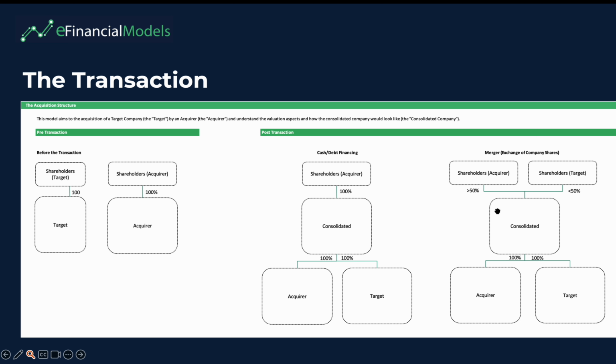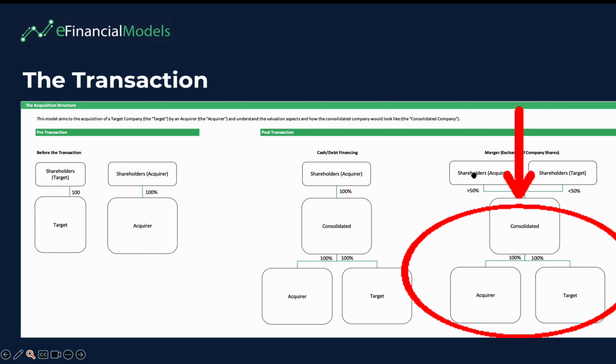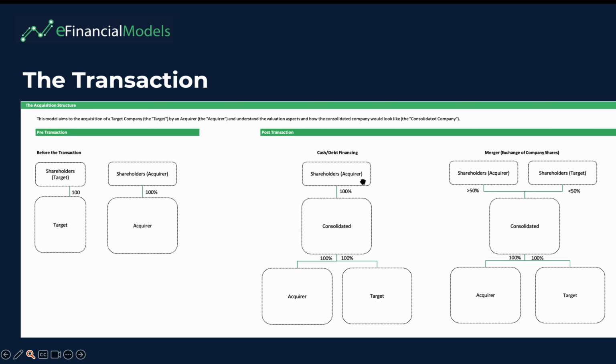The other option is a merger. In that case, we don't give the shareholders of the target cash, we give them shares in the acquirer's company. That means we again consolidate the two companies together, and then we have the shareholders of the acquirer, but now they don't own 100% of the company anymore. They get diluted, and we have to issue new shares, which will be given to the shareholders of the target, and both will then own a stake in the consolidated company.